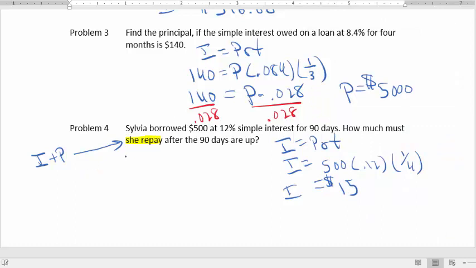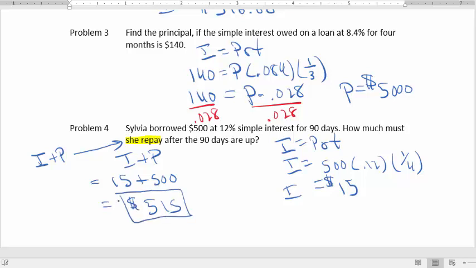But how much must she repay? It's going to be I plus P, so it's going to be 15 plus the loan, which is $515, which isn't a bad deal. But this is pretty unrealistic. I don't think you'd be able to get a 90-day loan of $500 and only have to pay back $15 extra, right? So $515 she'd have to repay after the 90 days.